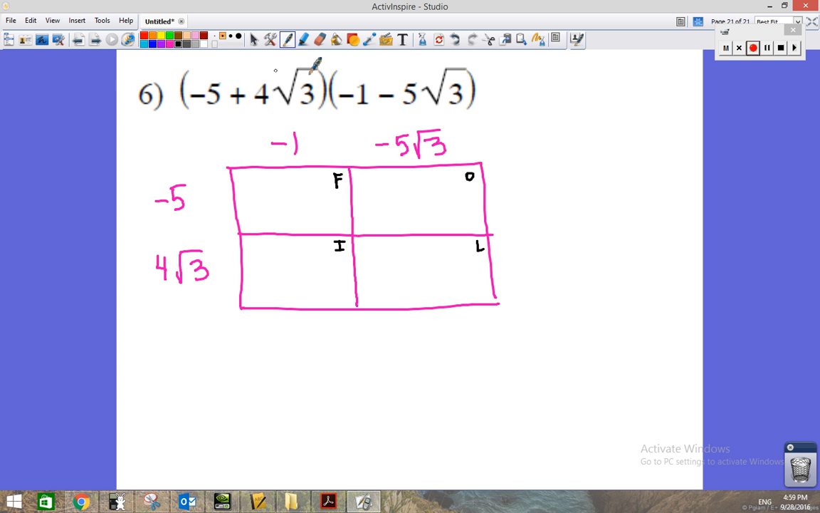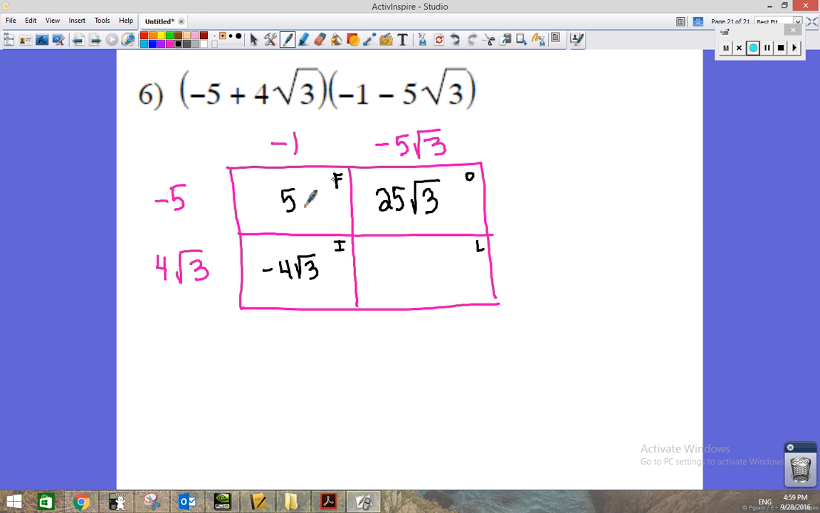The first term times the first term, negative 5 times the negative 1 is positive 5. The outside terms, far away from the middle, the negative 5 times negative 5 radical 3. Well, negative times negative is positive. 5 times 5 is 25, but don't forget to multiply by the square root of 3. The inside terms are close to the middle. It's easy to multiply by 1 or negative 1. You get the same thing back. If it's 1, you change the sign if it's a negative 1.